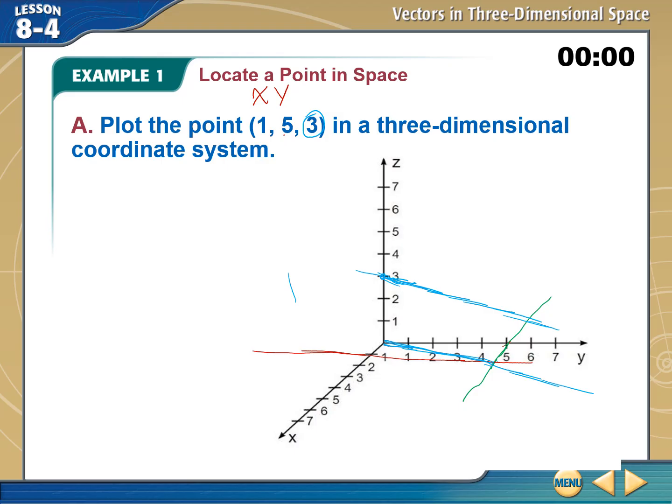But where the 2 points are meeting, from there you have to make a straight vertical line. Okay, a straight vertical line. So the z line and that straight vertical line, wherever they are meeting, that is your actual point. That is 1, 5 and 3.